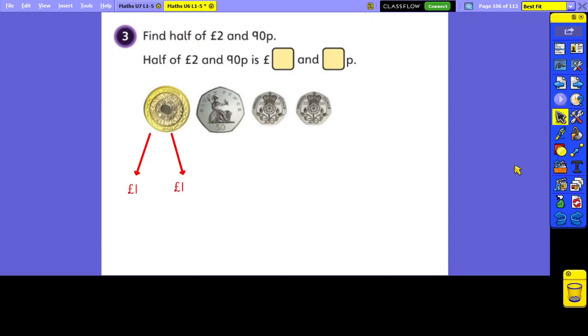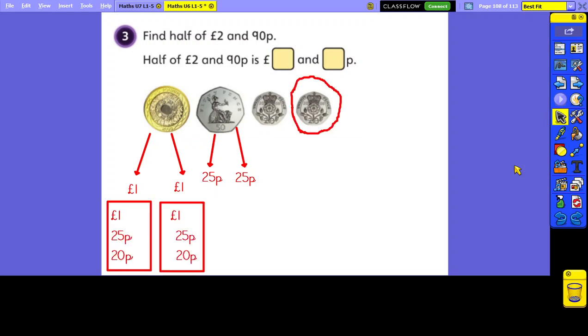The £2 coin, I know I can separate into 2 £1 coins, and I know that the 50 pence could be shared into 2 lots of 25. I know that 25 add 25 equals 50. With the 20 pences there, I'm just going to draw a ring around that 20 pence, because there's no point halving them into 10p's. They're the same coin, so I'm just going to take one of those coins.